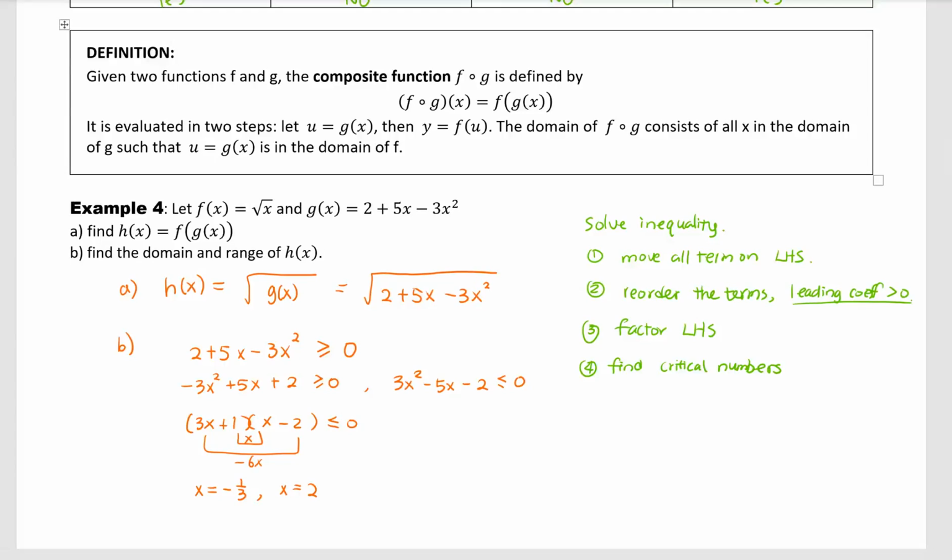Okay, and then what do we do next? Okay, we're ready. On the real number line, we're going to plot the critical numbers.